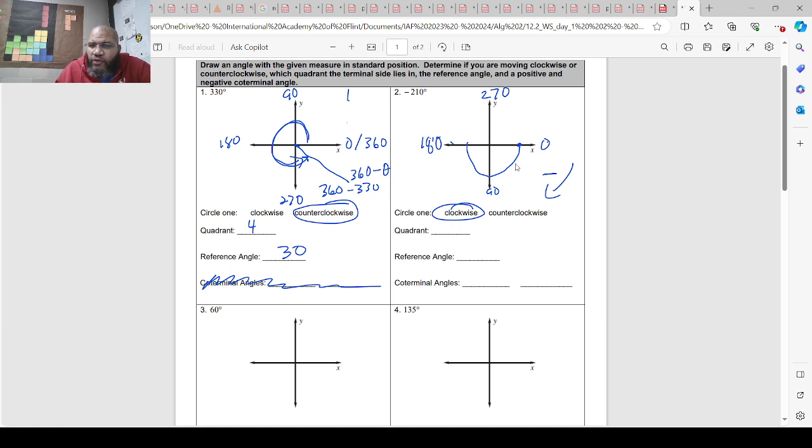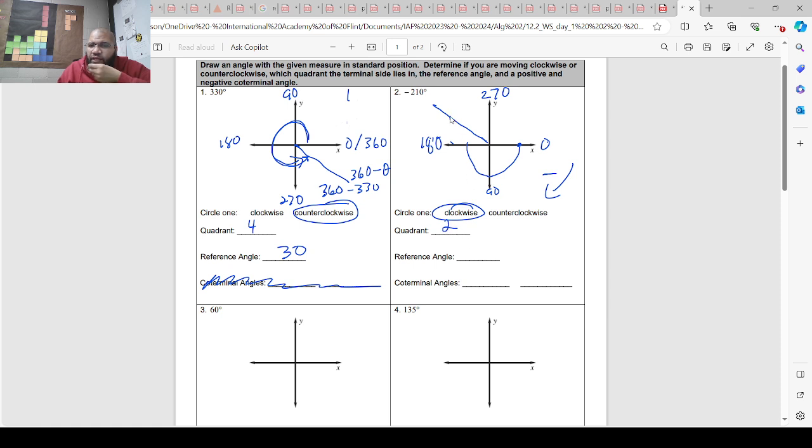Okay, so 0 to 90, 90 to 180. I want to go to 210. So 210 is going to be somewhere in here. Remember, it's negative, right? So we know it's going clockwise. That's clockwise. What quadrant is it in? It's the second.